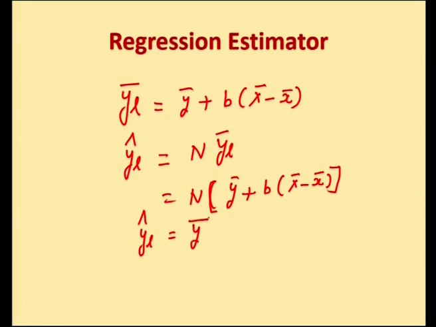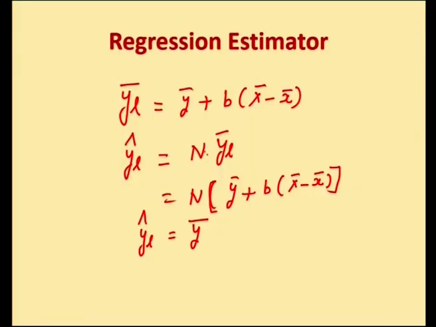y bar. Now, the linear regression estimator y bar plus b into capital X bar minus small x bar is a consistent estimator, that is, for large values of small n, as the sample size n tends to the population size capital N, x bar will become the population mean and hence this term becomes 0. We get the linear regression estimator to be the sample mean y bar.